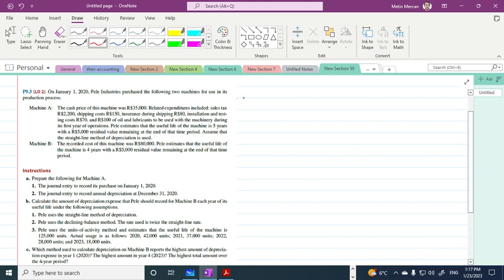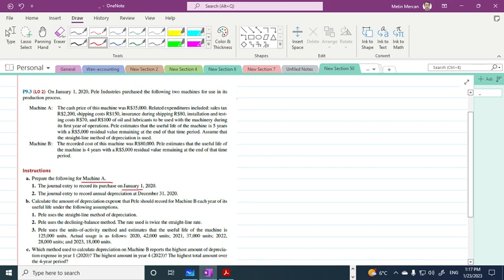This question is about plant assets. So the first thing that we do here, the company purchases machines A and B, and what's the cost of the machine, and which cost should be included as part of the asset, or capitalized, and which cost should be expenses. Then later on we will calculate the depreciation expenses at the end of the year. So the first question is to prepare the journal entry to record the machine purchase on January 1, 2022.